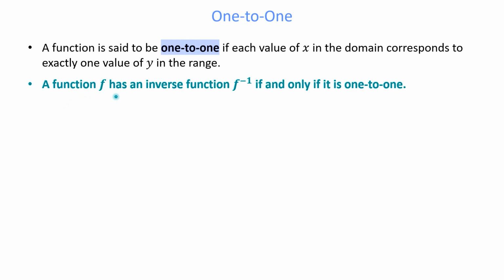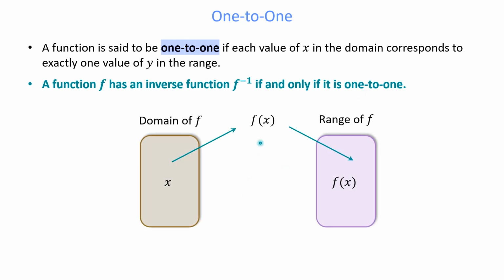A function f has an inverse function f inverse if and only if it is one-to-one. So looking at this diagram, the function f of x takes values from within the domain of f, this set of values, and maps it to corresponding values of f of x. So this becomes the range of f.